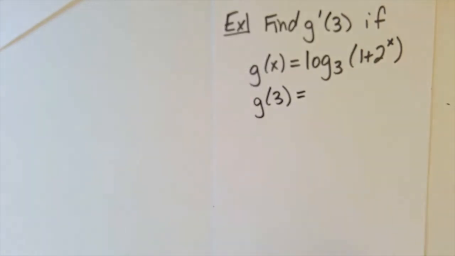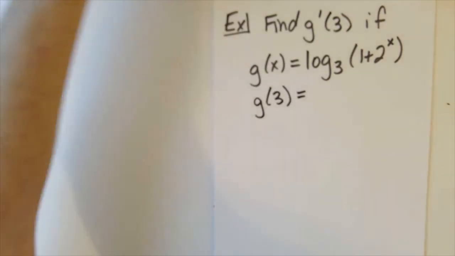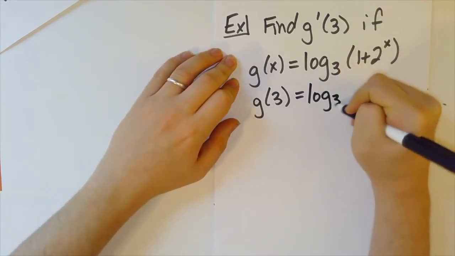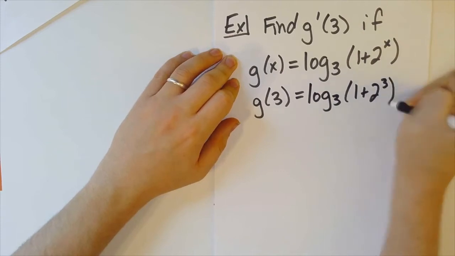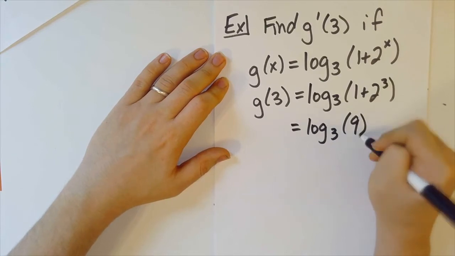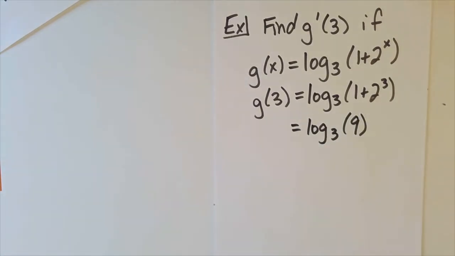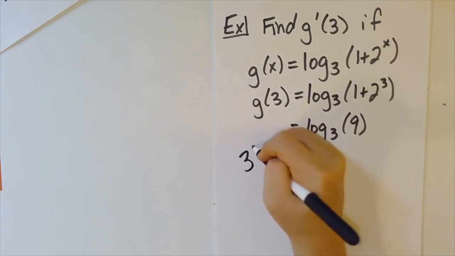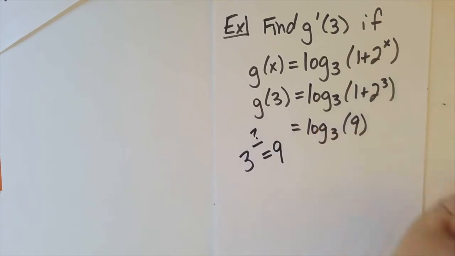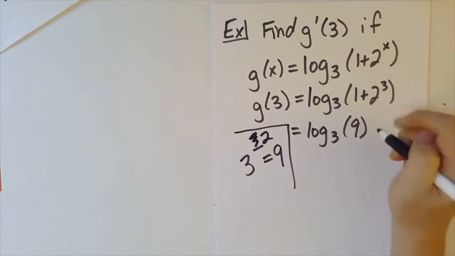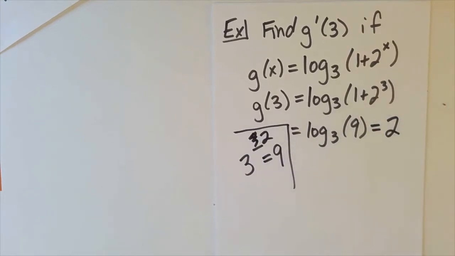So if I calculate g of 3, then that's going to be the log base 3 of 1 plus 2 cubed, which is going to be the log base 3 of 9. And remember that when I go to find the log base 3 of 9, what's happening is I'm saying 3 to what power is equal to 9? And the answer is that this is 3 to the second power, and so the log base 3 of 9 is 2. Okay, so that's g of 3.